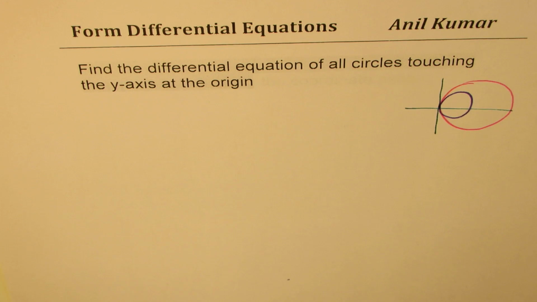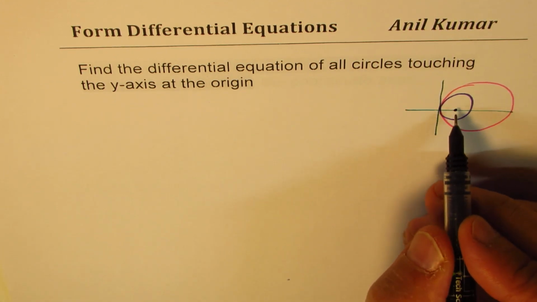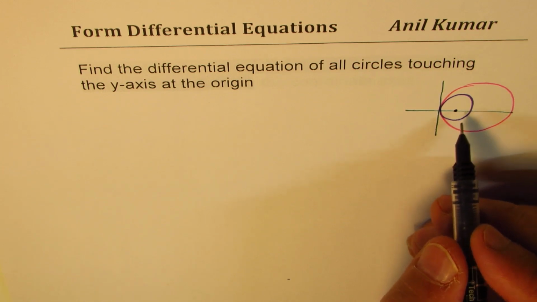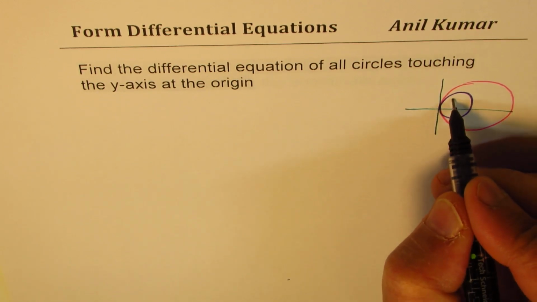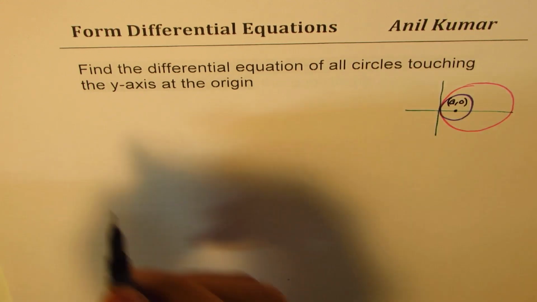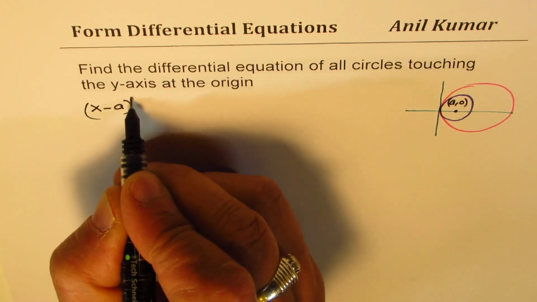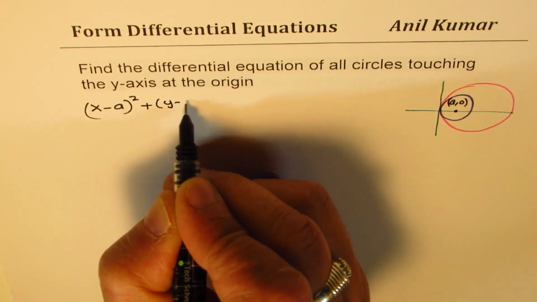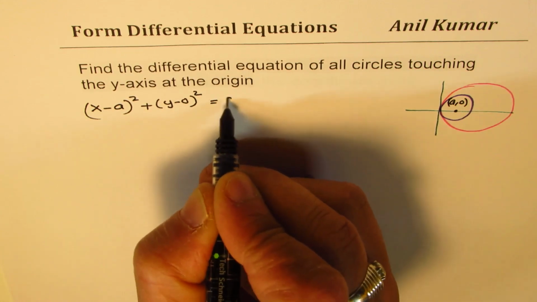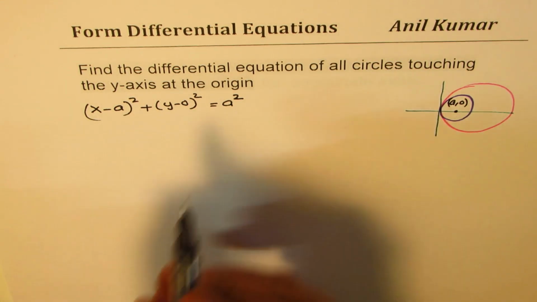Okay. So what you notice here is that the center is going to have a y value of 0. So the center is now at (a, 0). Radius is a. Therefore, we can write the equation as x minus a whole square plus y minus 0 whole square equals a square. Now the steps are exactly similar to what we did last time, so you can always pause the video, answer, and then look into my suggestions.